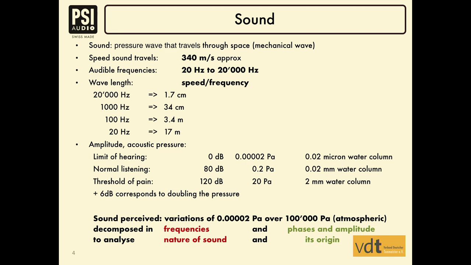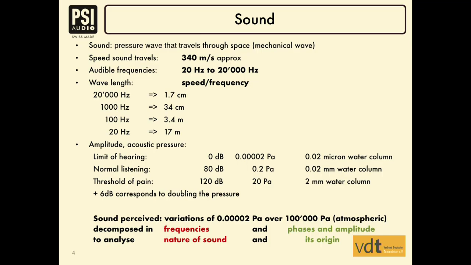So sound, I like starting these presentations with a bit of background information. Sound is just pressure going up and down, and they are mechanical waves that travel at 340 meters per second, and we can hear between 20 hertz and 20,000 hertz. So this you all know. But the wavelength goes then from 1.7 centimeters, that's very short, all the way up to 17 meters, that's the size of a house or something like this.